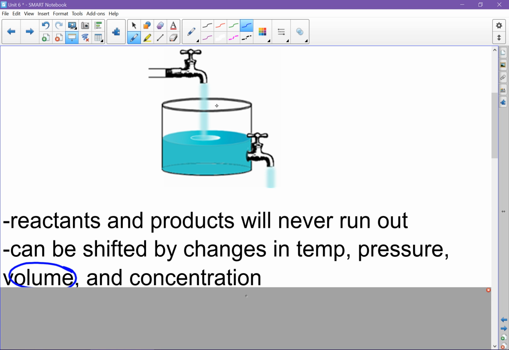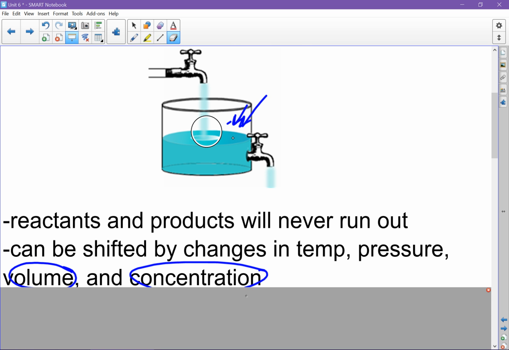If I took this container and I made it a lot smaller, then the level in here, the amount of water would change, and eventually it would even back out, but it wouldn't be the same because the volume of the container had changed. Same thing if I changed the concentration of water, meaning all of a sudden I poured a whole bunch of extra water in here at once. I changed the concentration or how much of the stuff that I had. It would change the level that's in that tank. And again, it would go back to equilibrium, but it's possible to shift or change it a little bit.